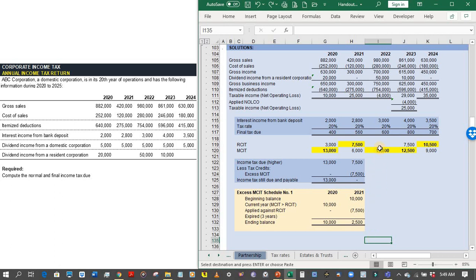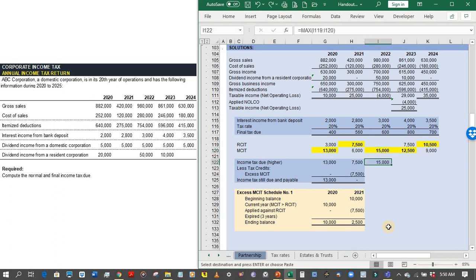Again, in 2022, we have no RCIT because we incur a net operating loss at the end of 2022. However, it does not necessarily mean that there will be no MCIT, because the MCIT is based on the gross business income. That is why its 2% is 15,000 pesos. And since RCIT is 0, the income tax due is MCIT, which is the higher amount.